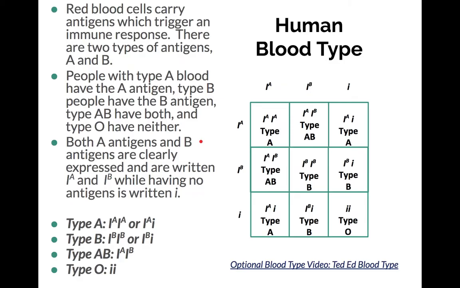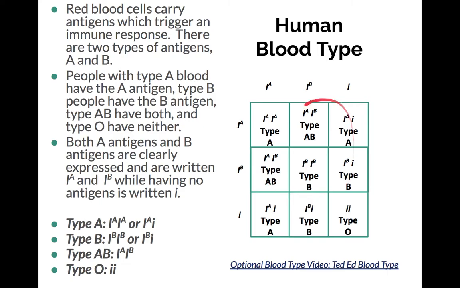So human blood type is going to be our example problem for multiple alleles. Red blood cells carry antigens which trigger an immune response. There are 2 types of antigens, A and B. People with type A blood have the antigen A, type B have the B antigen, and AB have both. Type O has neither. Both A antigens and B antigens are clearly expressed and are written as follows. I is going to be that base, I big A and I big B, while having no antigens is written as a little i.